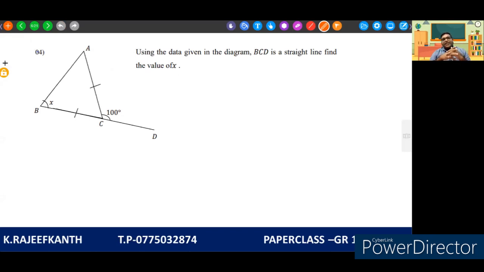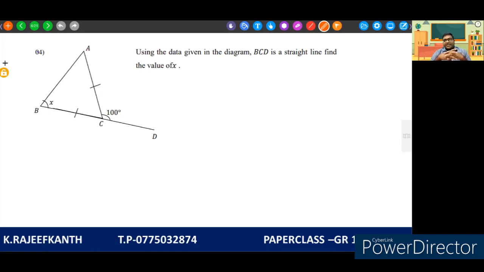Using the data given in the diagram, BCD is a straight line. Find the value of x. Here we have already discussed the theorems of triangles in the previous classes. First, we know that the sum of interior angles of a triangle is 180 degrees, and the exterior angle is equal to the sum of the interior opposite angles.